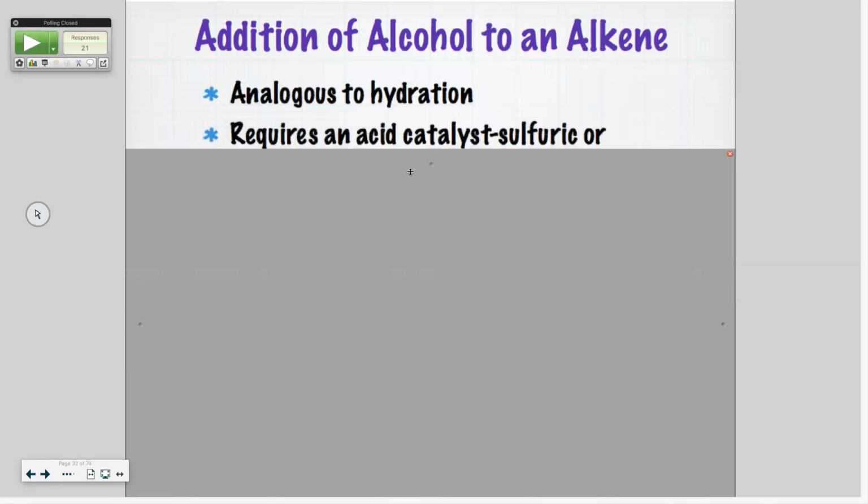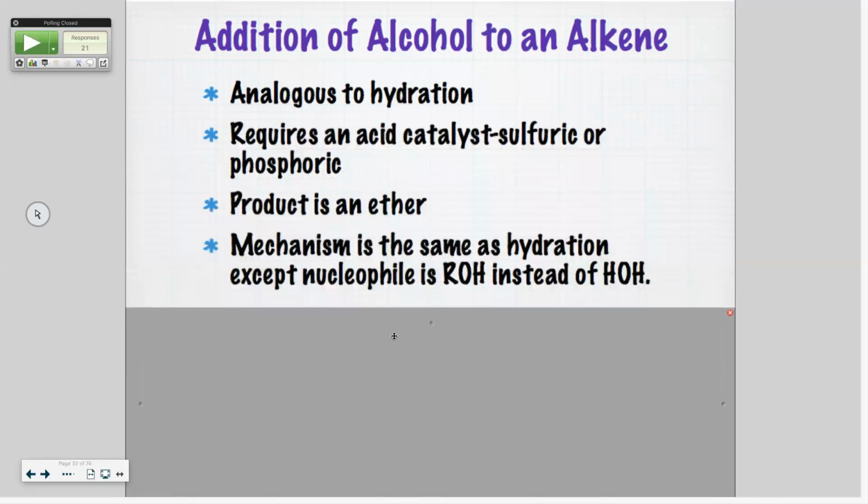All right, what if we change out the water? We change out the water and we add an alcohol instead. Typically, this gets done with small alcohols like methanol and ethanol, but I've seen some people do some wacky things with some bigger ones. But this is analogous to hydration. You still have to have your acid catalyst, but your product is going to be an ether now.